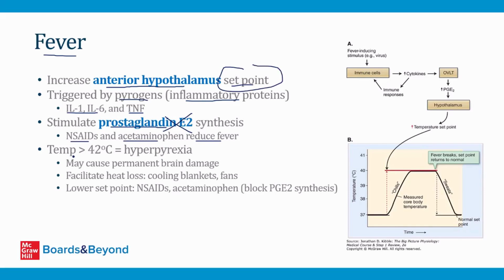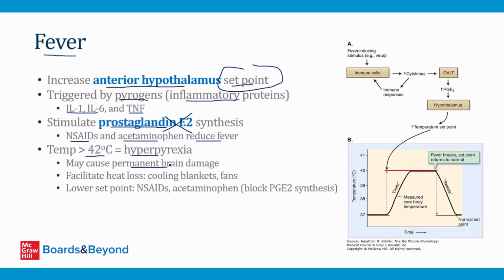And then rarely, when there's damage to the hypothalamus, patients can develop a temperature greater than 42 degrees Celsius. Normal body temperature is 37 degrees, so greater than 42 degrees is called hyperpyrexia. And this is a life-threatening situation. It can cause permanent brain damage.